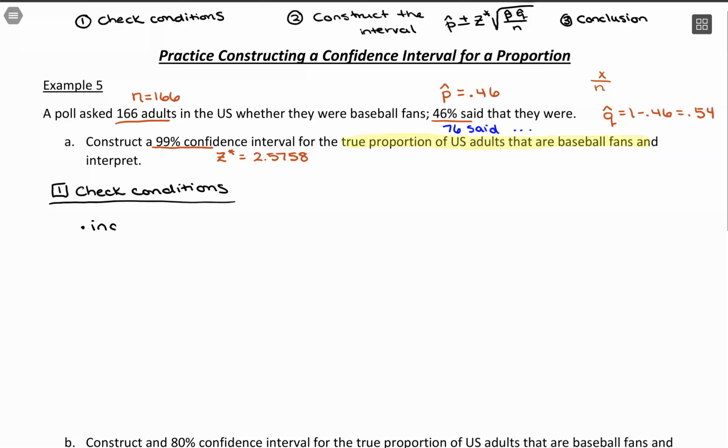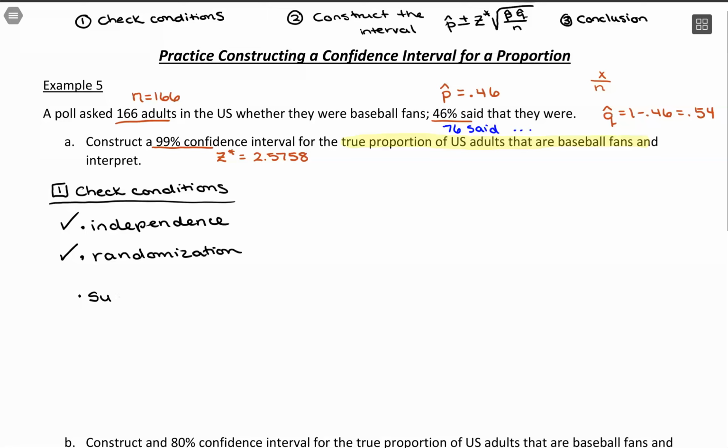So first piece is independence. Again, I just want to see that you thought about these. So independence, randomization, you can essentially just copy those down and check them. Independence, we're talking to 166 adults out of all US adults. So we're looking at definitely less than 10% of our population. So we have independence. Hopefully these 166 adults they chose were random US adults. They don't say that specifically, but we'll assume we're all good there.